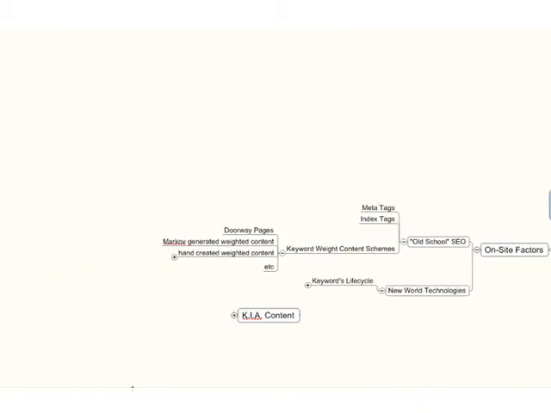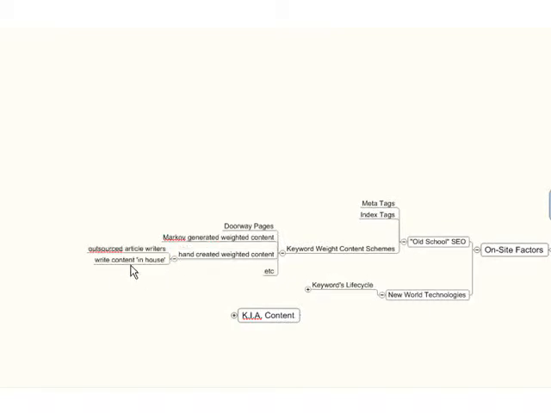Some of those we see here: doorway pages, Markov generated weighted content. That's content that's generated automatically by a computer, which is using your keywords as a basis for generating that content. Usually it's not human readable. It uses words and phrases that are from the dictionary, but when you try to read it, it's nonsensical, most of it. And that's one way. Another way is to hand create content that has the perfect weight for your keywords that you're going after, and that's pretty common.